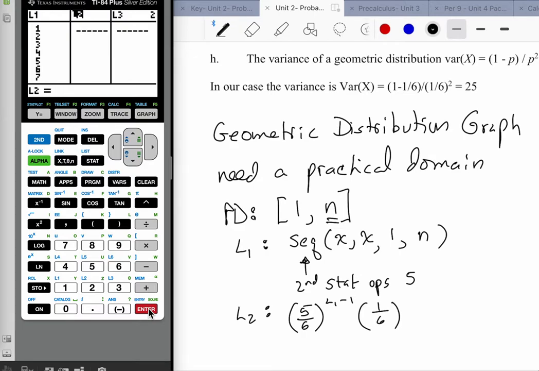Instead of looking for a command in a menu, I just find it easier to type the relationship in. All right. So 5/6 raised, so caret, raised to the L1 in parentheses. That's always a little bit of an issue. L1 minus 1. And then take that result and multiply it by 1/6. The calculator follows order of operations to the T. So it's going to take this 5 over 6 and raise it to the power first before it takes that result and multiplies it by the 1 over 6. So we're good there. Hit enter.